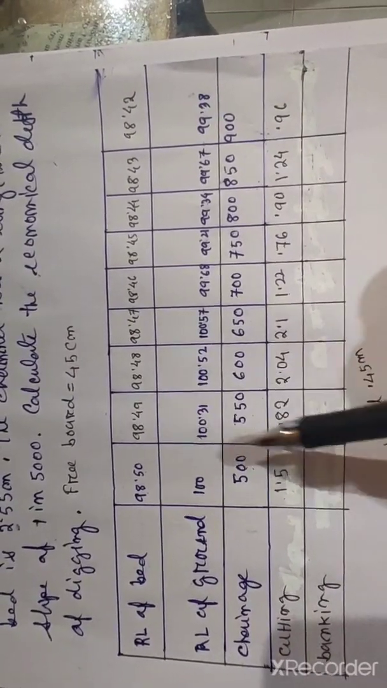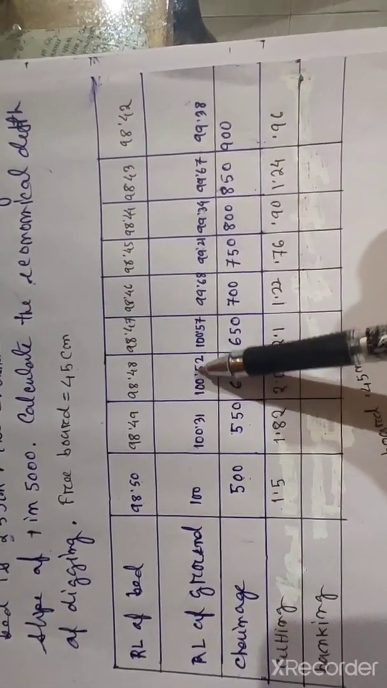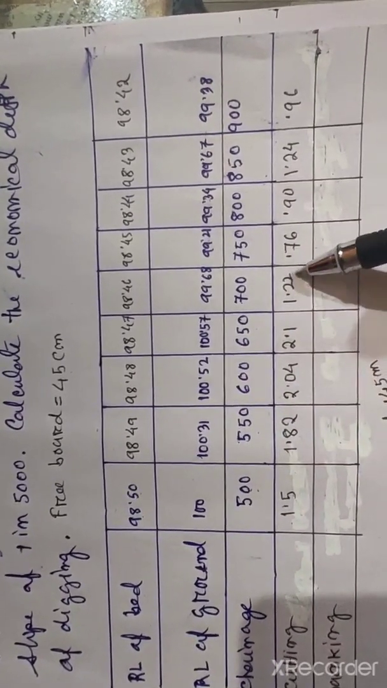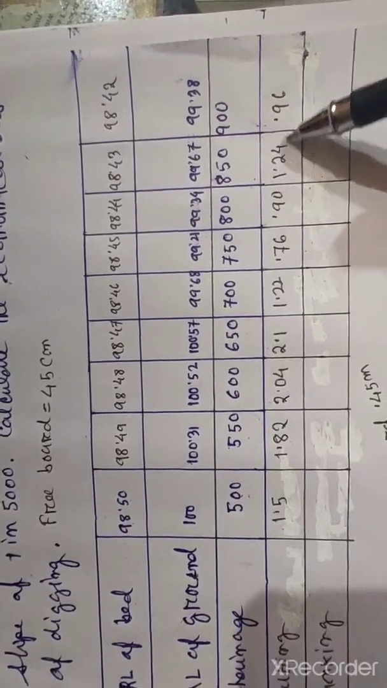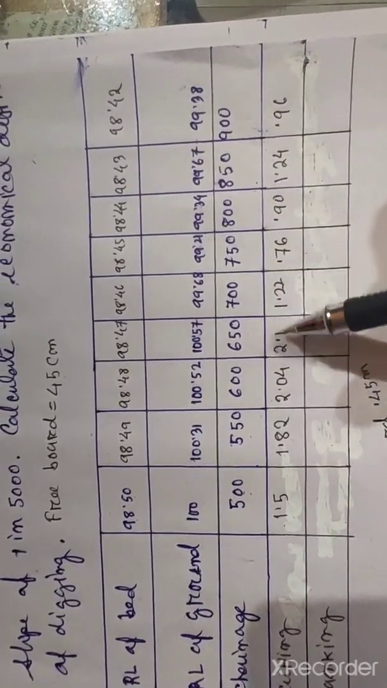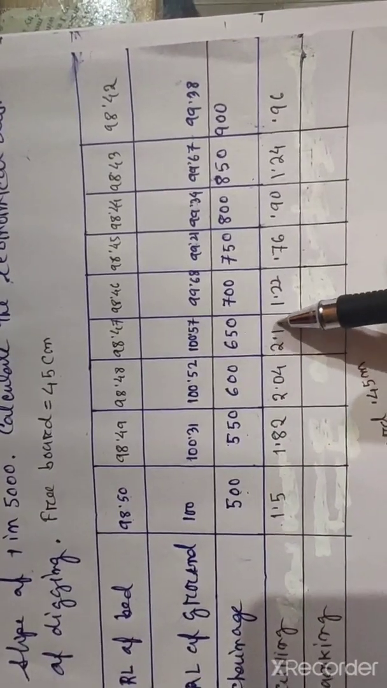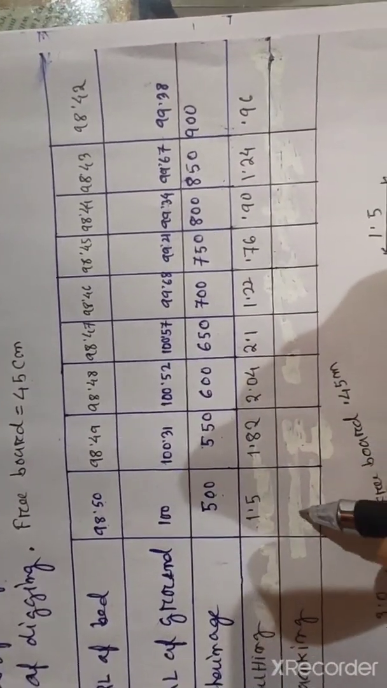Now 100 minus 98.5, it is positive 1.5. 100.31 minus 98.41, positive 1.82. 100.52 minus 98.48, positive 2.04. So just like that we have found out the height of cutting, the depth of cutting for each and every station point. But we see there is no banking.